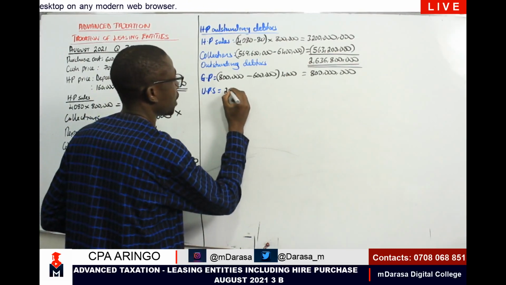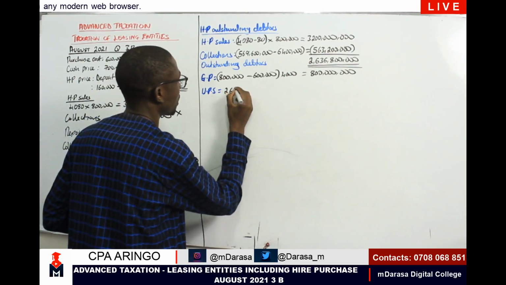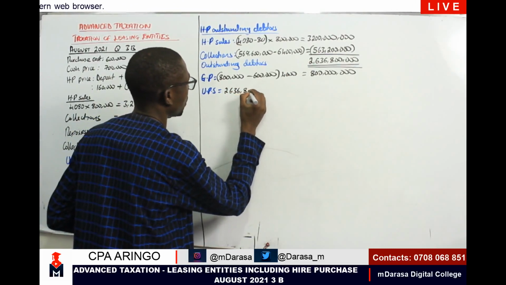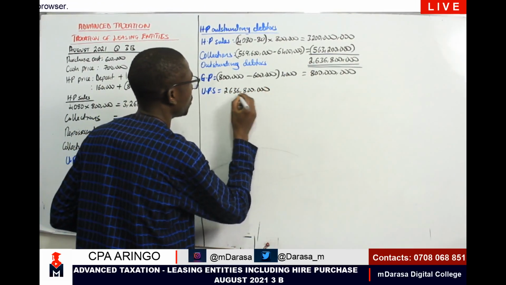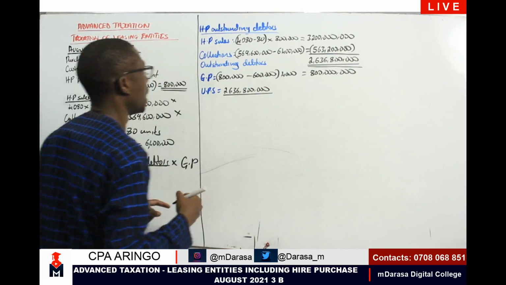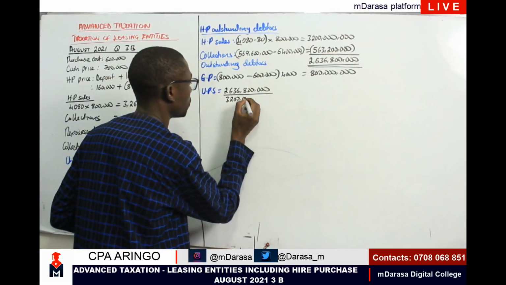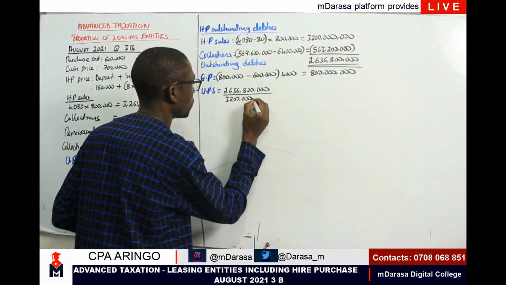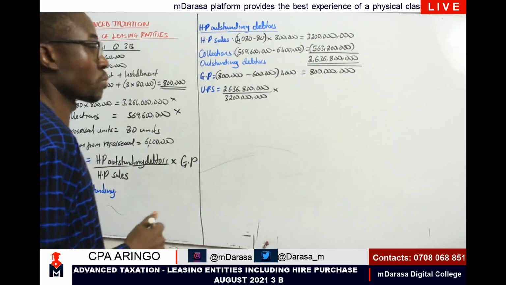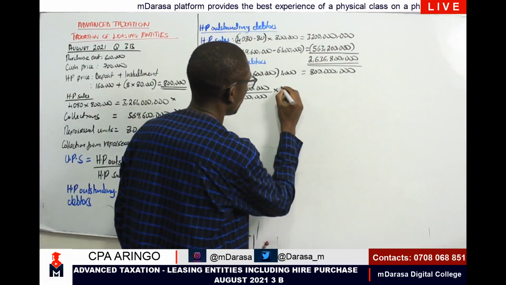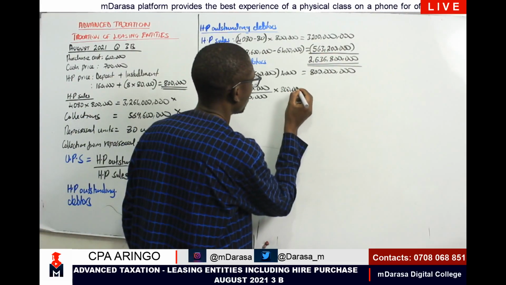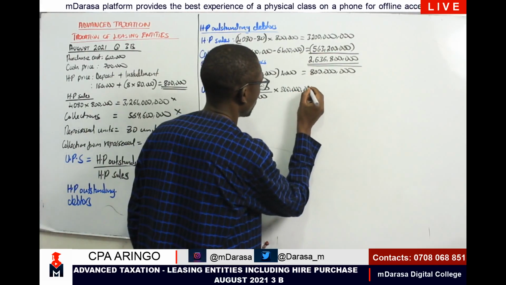For unrealized profit on our sales, we take the outstanding debtors, which in this case is 2,636,800,000. We divide by our hire purchase sales, 3.2 billion. We multiply by our gross profit. We have determined our gross profit to be 800 million. So we multiply by 800 million.